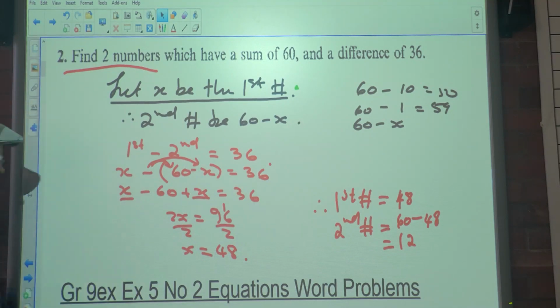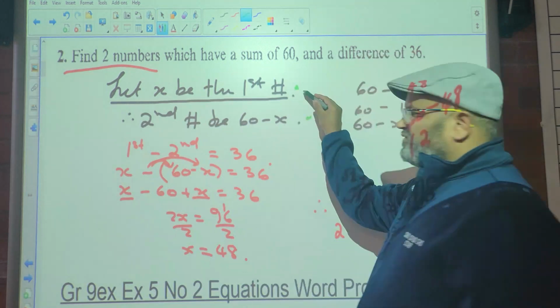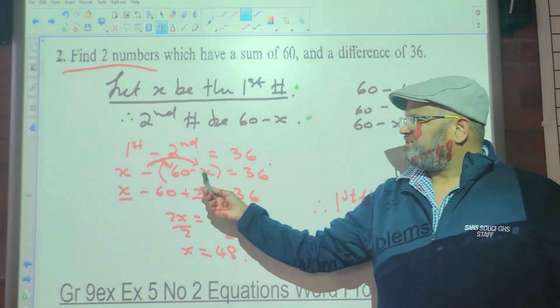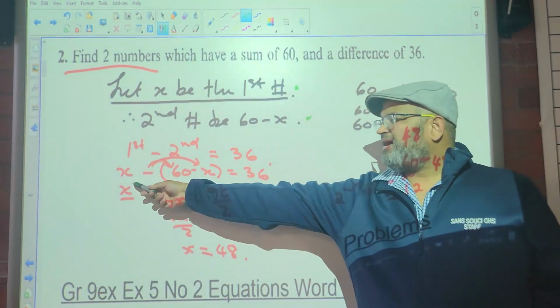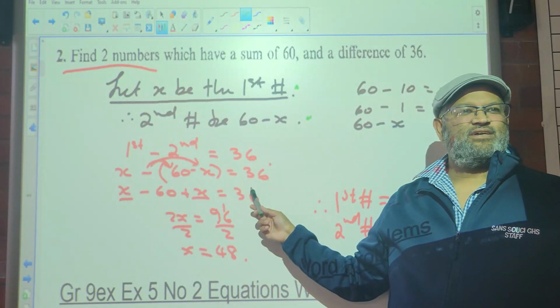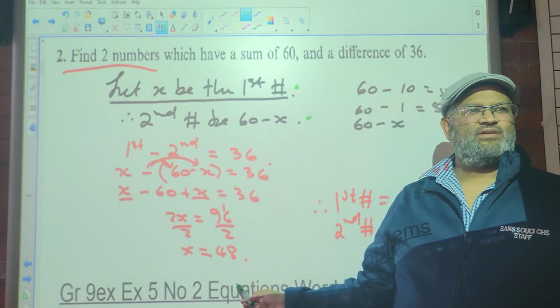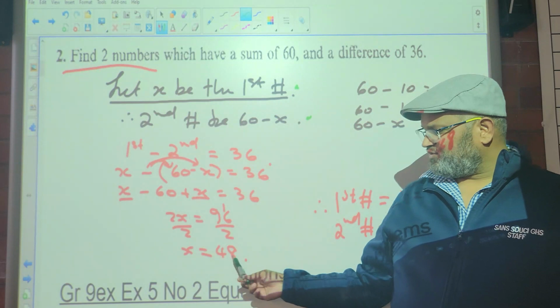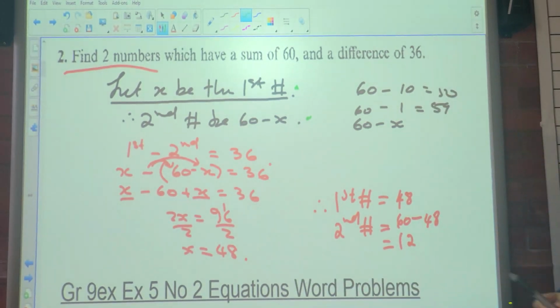So you got this out, you got the first one and the second one, you got both. But you wrote 60 minus x equals 36. So you got negative values. So you got negative 48 and negative 12.